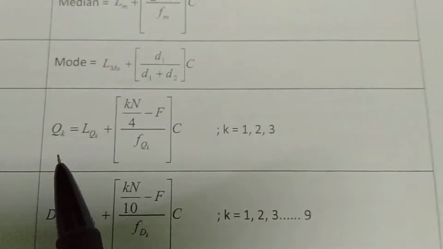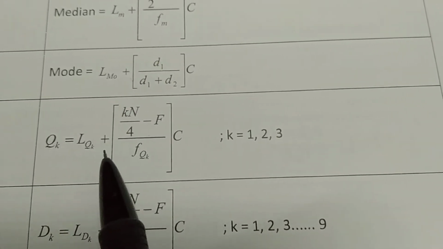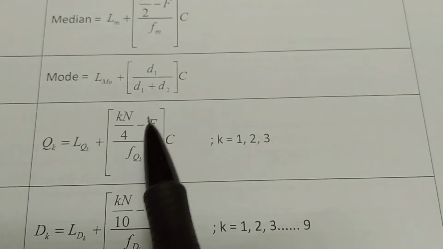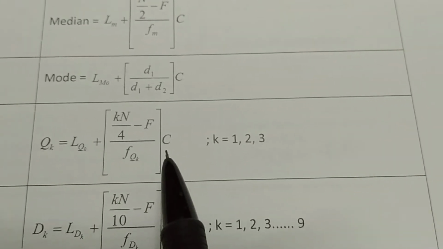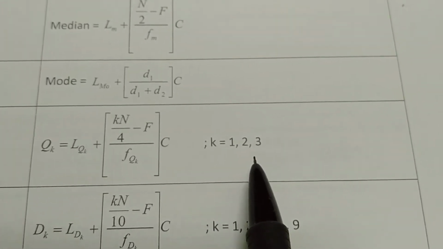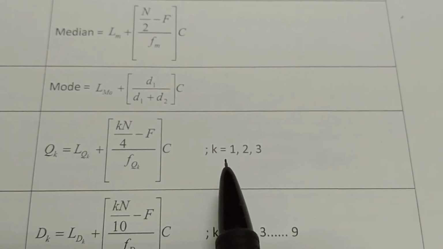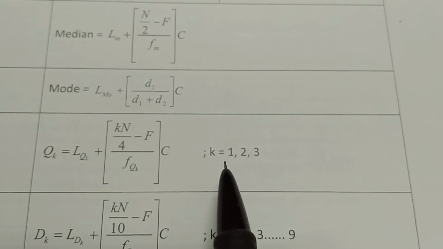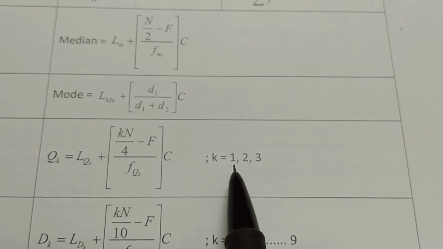The formula is QK is equal to LQK plus KN over 4 minus capital F divided by small letter f QK multiply with C, where K is equal to 1, 2 and 3. K depends on the question. For example, the question wants us to calculate the first quartile. So first quartile means we must find Q1, so that means our K is 1.